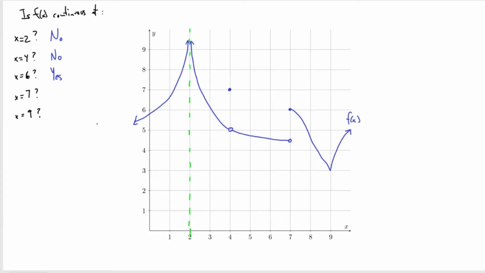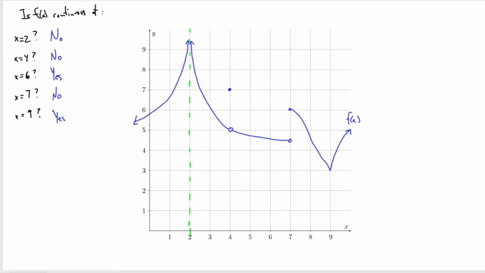At x equals 7, the function is not continuous because the limit as x approaches 7 does not exist. The limit from the left and the limit from the right both exist, but they're not the same, so the two-sided limit doesn't exist, so the function can't possibly be continuous there. Finally, at x equals 9, is the function continuous? Well, the limit from the left and the limit from the right both look like 3. The function value is equal to 3, and so the limit exists and is equal to the function value. And so, yes, the function is continuous at x equals 9.